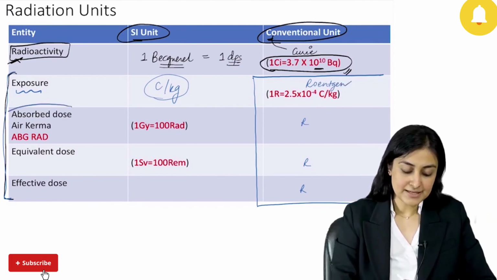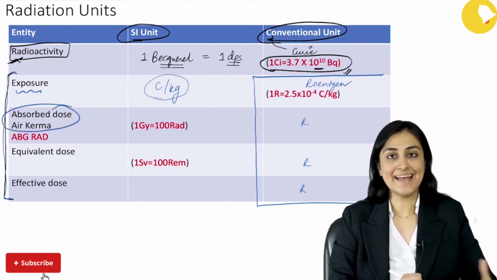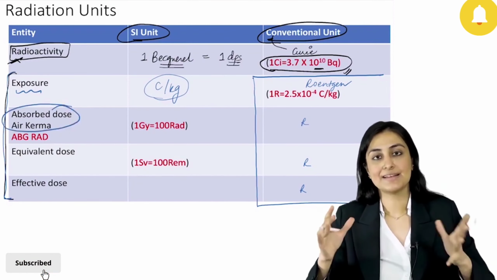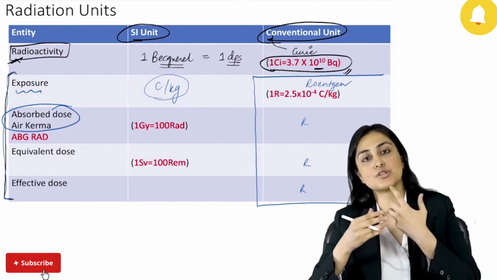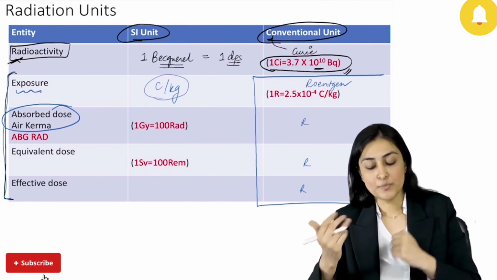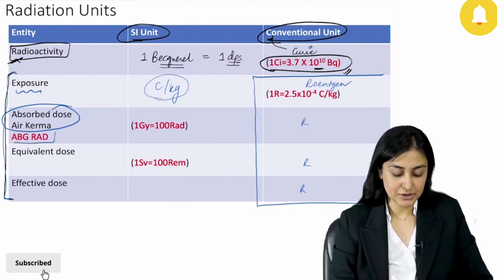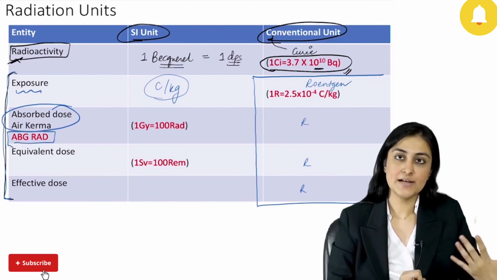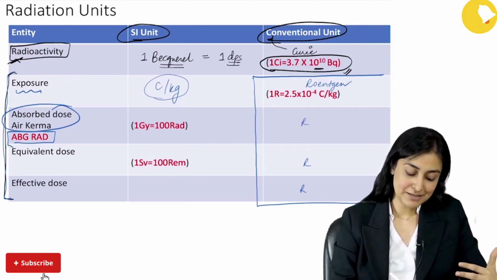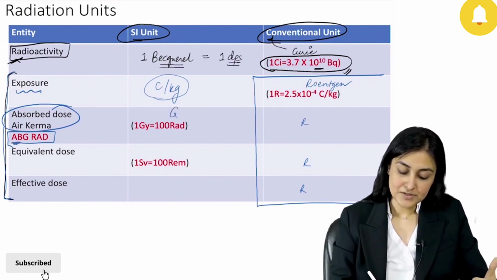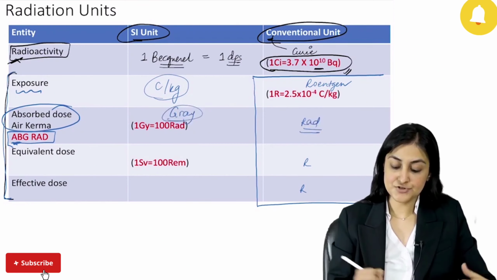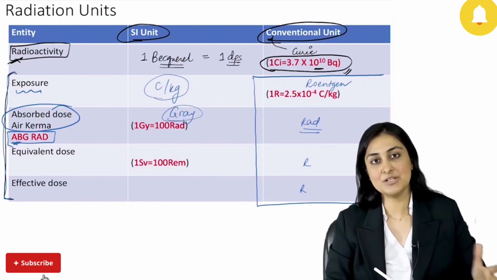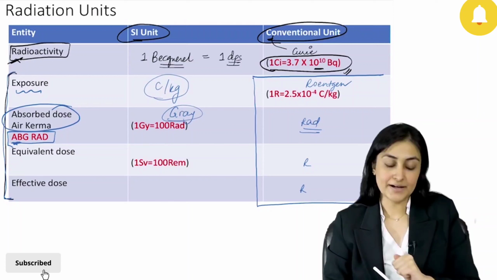Now going to the next thing, which is absorbed dose or the air kerma. It's also referred to as air kerma. So as the name suggests, the moment it goes to the skin, how much is the absorption which is happening. So here remember the mnemonic ABG rad. So remember ABG rad, wherein AB for absorbed, gray is the SI unit, and rad here, R for rad, is going to be the conventional unit. So ABG rad, gray and rad.